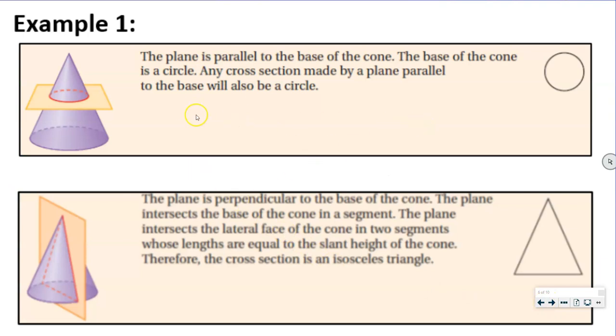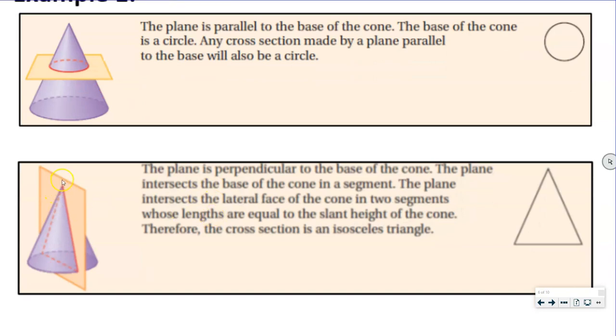So now we're going to talk about example 1. It says the plane is parallel to the base of the cone. The base of the cone is a circle. So any cross section made by a plane parallel to the base will also be a circle. So anywhere where we cut this cone is going to end up being a circle if it's horizontal, parallel to the base.